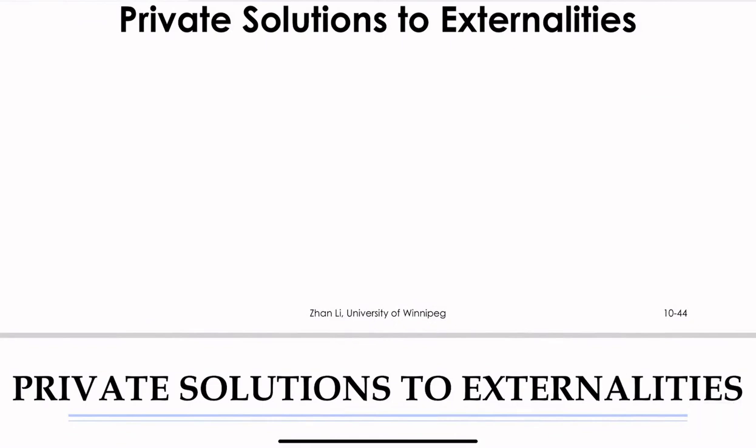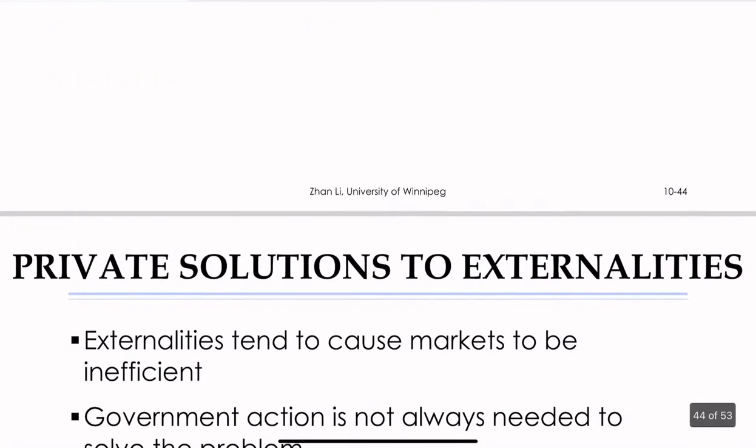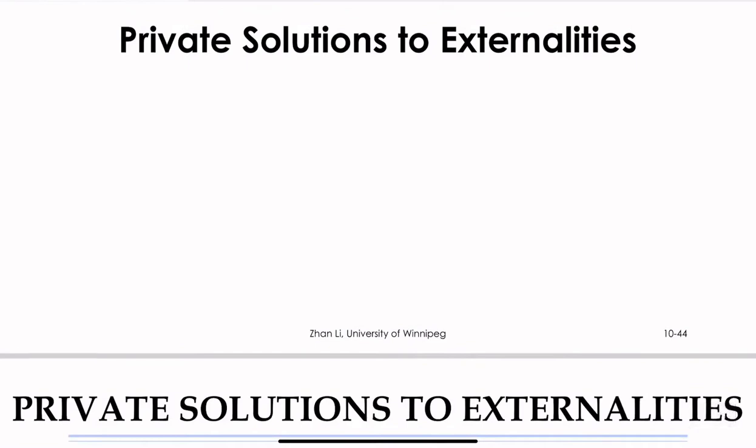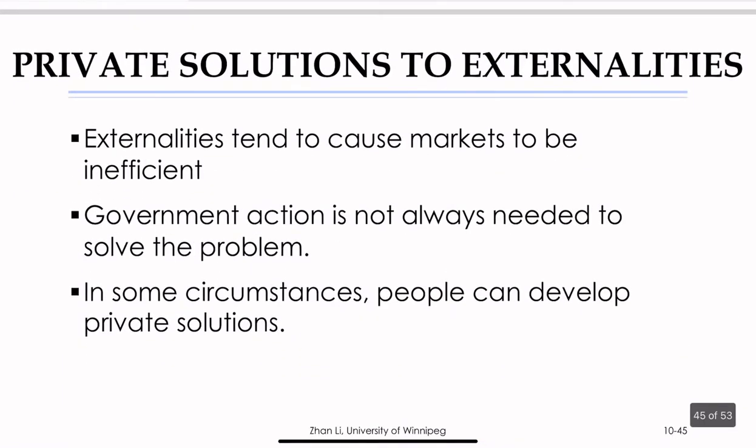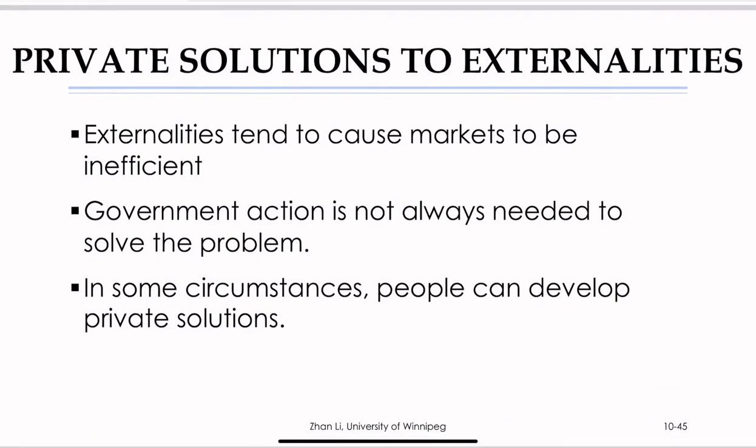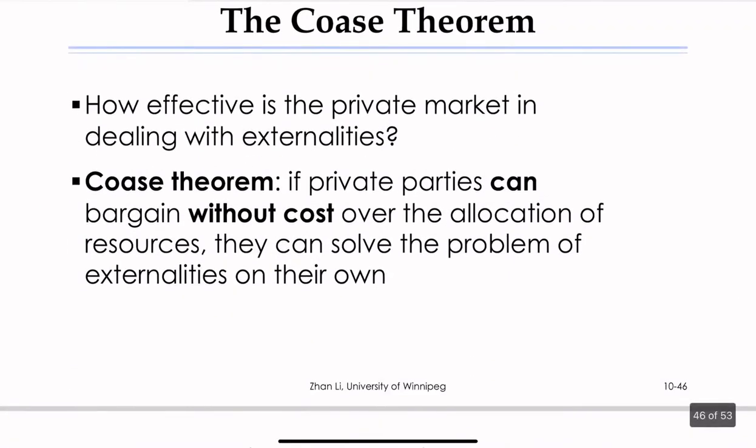Okay, now let's discuss the private solutions to externalities. So basically, we just discussed the public solutions, or the government solutions, to externalities. And you might wonder, do we always need government to step in to solve externalities problems? Well, no. Sometimes, under some cases, private parties, that is, different people, can actually solve this externalities problem themselves. So this is a famous result proposed in the Coase Theorem. The Coase Theorem basically says if private parties can bargain without cost over the allocation of resources, they can solve the problems of externalities on their own.